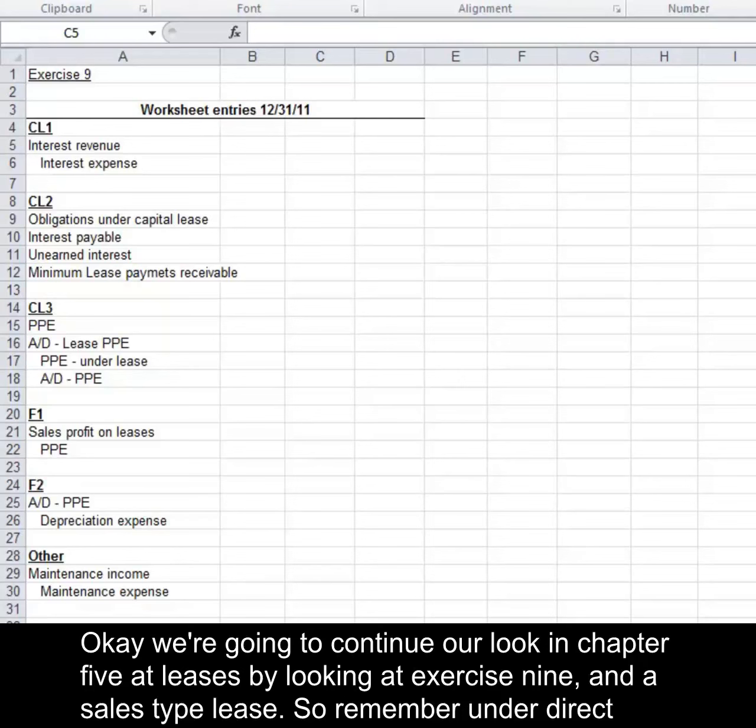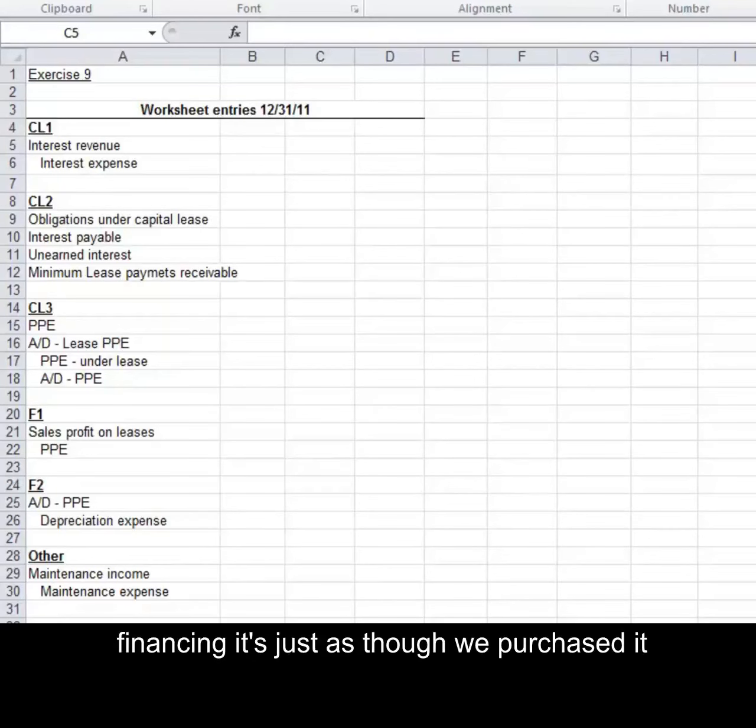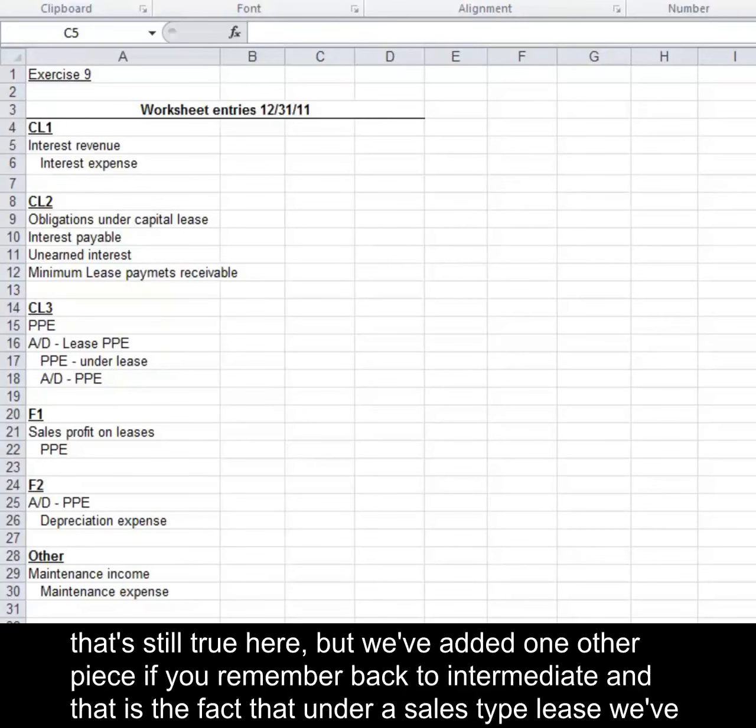Okay, we're going to continue our look in Chapter 5 at leases by looking at Exercise 9 and a sales type lease. So remember, under direct financing, it's just as though we purchased it with an obligation and a receivable. That's still true here, but we've added one other piece if you remember back to intermediate, and that is the fact that under a sales type lease we've also had a sale.